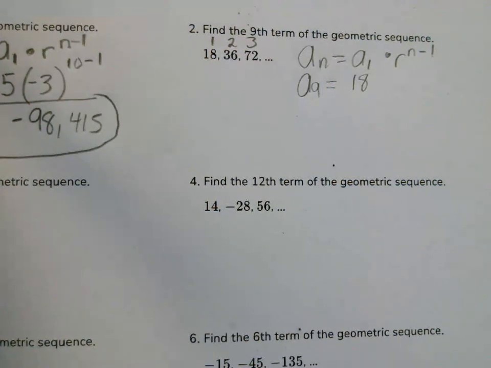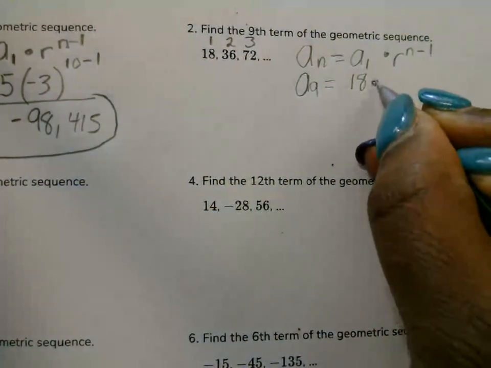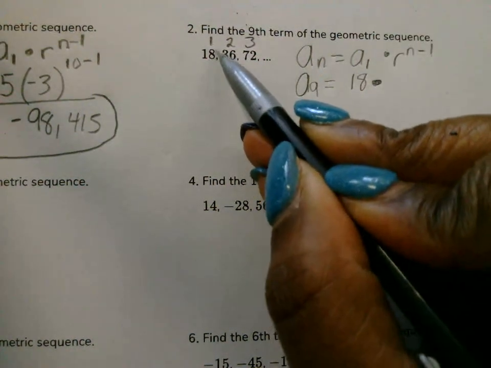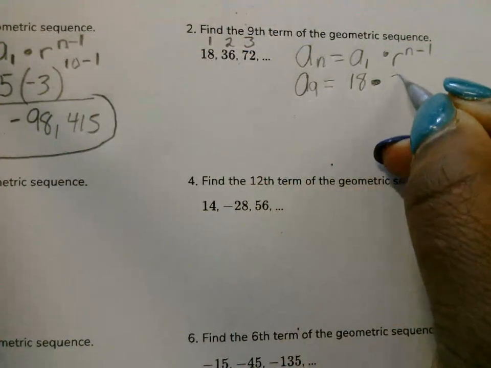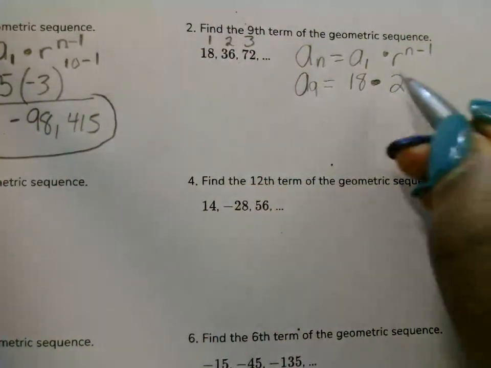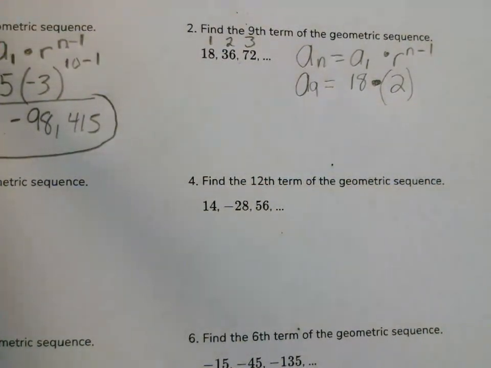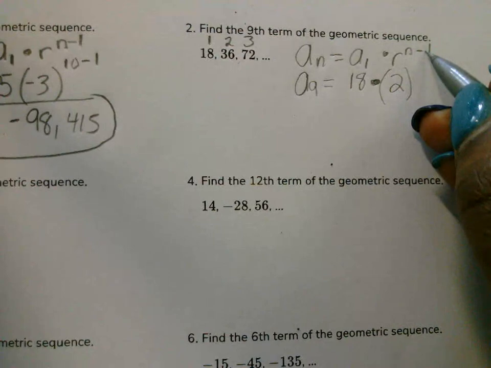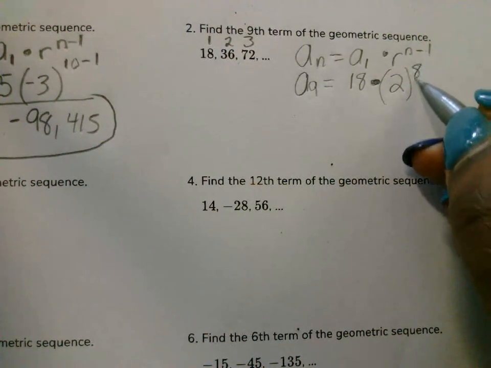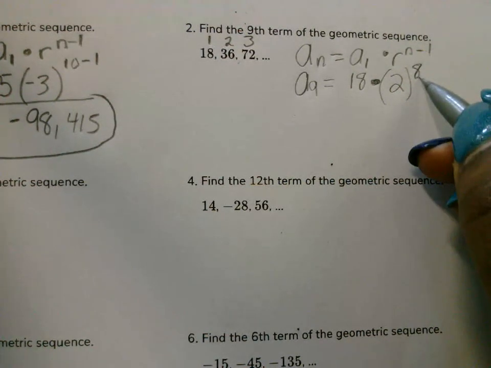Now we're going to write multiplication times by using the dot. What's the common ratio? What's being multiplied to get the next number? 2. So we got 2. Or you can put it in parentheses. And again, the n is 9. So we got 9 minus 1. What's 9 minus 1? 8. So we can go ahead and put 8 here. Any questions about how I got 8?